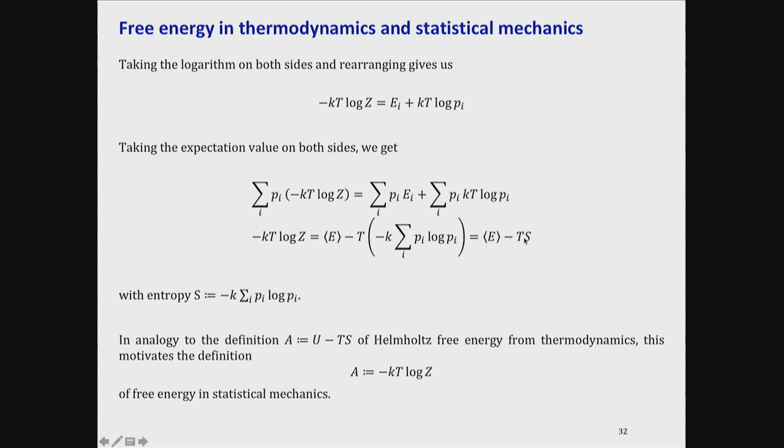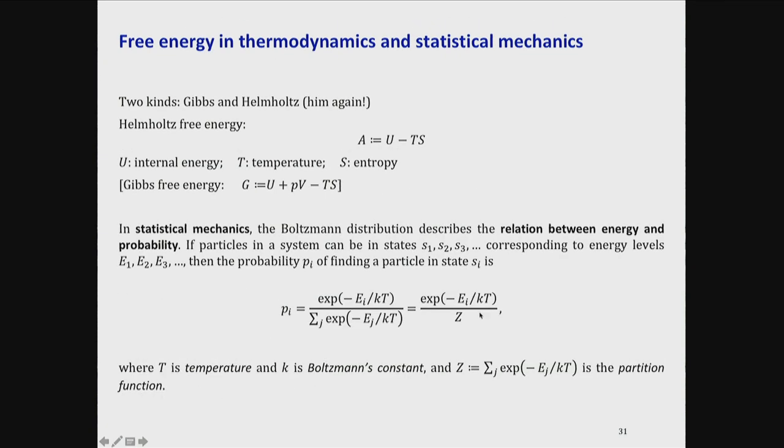The definition of the entropy here is as in information theory, but in physics we have Boltzmann's constant here. So it's the sum of probabilities times log probabilities, times minus k. In analogy to the definition of Helmholtz free energy in thermodynamics, A equals U minus TS, this motivates the definition of minus kT times log partition function in statistical mechanics. So this is the free energy in statistical mechanics. This is the free energy in thermodynamics. And it all depends on the Boltzmann distribution here. The link between the two is the Boltzmann distribution.